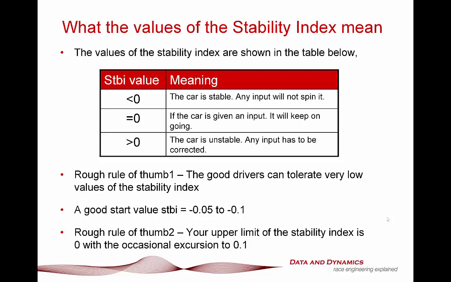Now, a rough rule of thumb: a good start point is -5 to -10%, and you can tolerate the occasional excursion under brakes to about +10%, albeit that's more the current limitations of how we're calculating the stability index in chassis sim. However, we're going to return to this point.